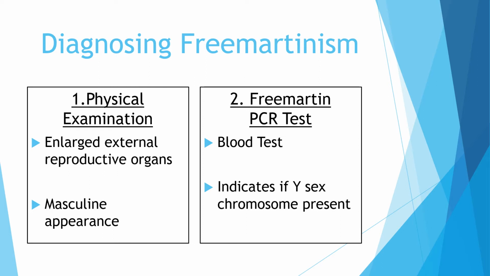If the heifer passes your physical exam, step 2 would be to take a blood sample and send it to a lab to run a Freemartin PCR test. This is a genetic test done on the female twin that looks for the presence of the Y chromosome, which is the male sex chromosome, in the blood. If the test comes back positive, it means the female twin does have the presence of the Y chromosome and would be positive for Freemartinism and therefore sterile.